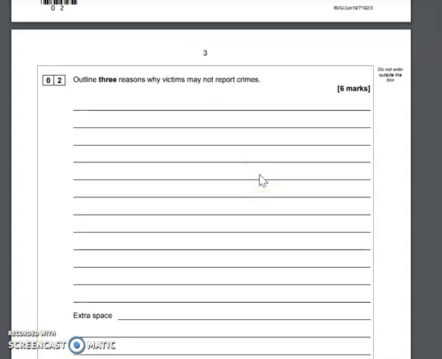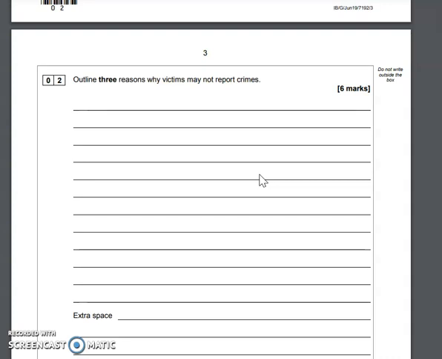So question 2 is very similar. In this case it's asking for 3 rather than 2, and you've got to do the same: outline, identify and briefly explain. So we're looking for reasons why victims may not report crimes, and again this question was generally answered quite well. Most students were able to get at least 4 out of the 6, and a lot of students did get the full 6 marks.